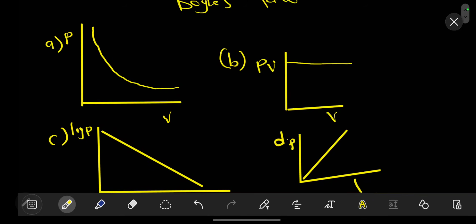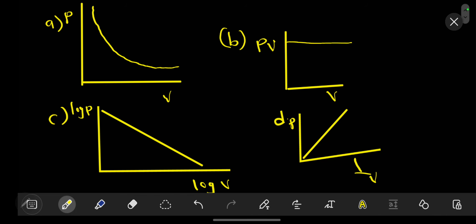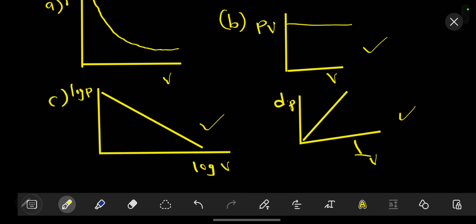Now they wanted the linear ones, so we can take the ones which are straight lines. We can take this one, or this one, but not this one, because this is not linear, it's a parabola.